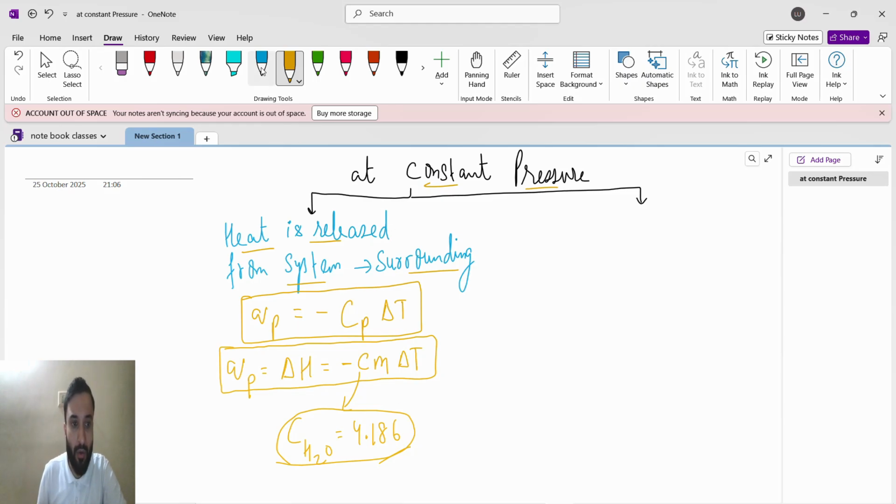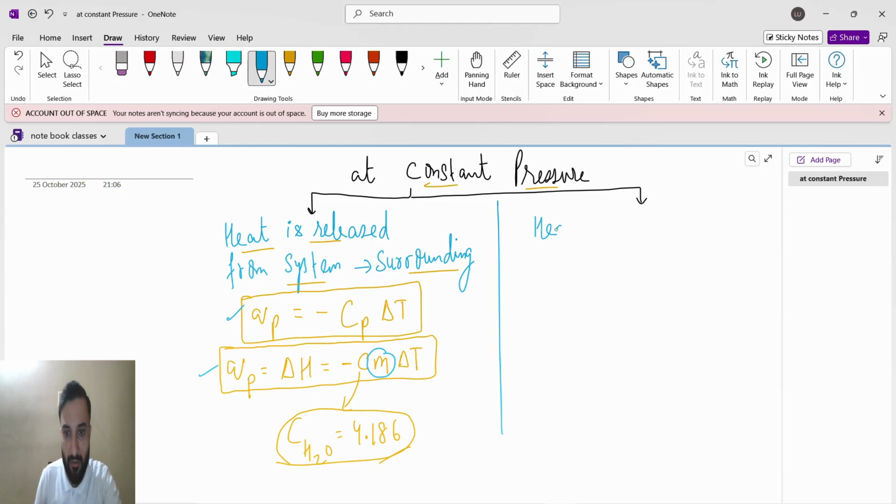Okay, now next we will see. First is done: heat is released from system to surrounding. This is the formula, minus Cp delta T. If we take the mass of the water, it will become minus C m delta T.